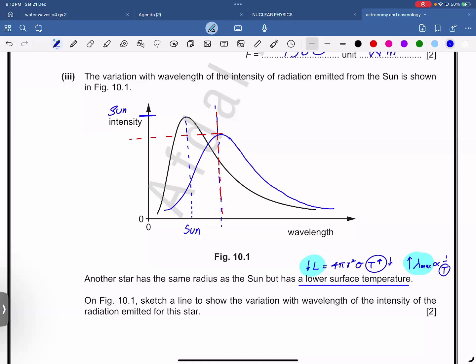Two changes, my dear. Please make sure you all observe two changes. Change number one, the wavelength will be longer. Change number two, the peak will be lower. Yes or no? Alhamdulillah, correct.